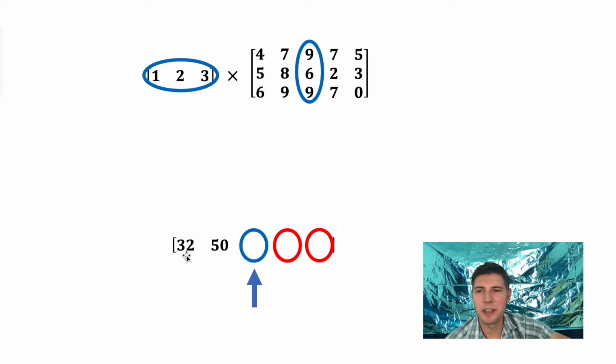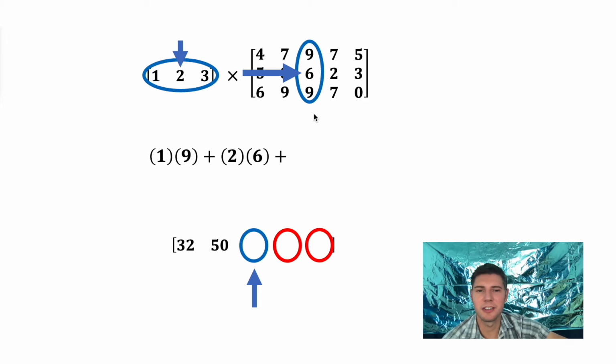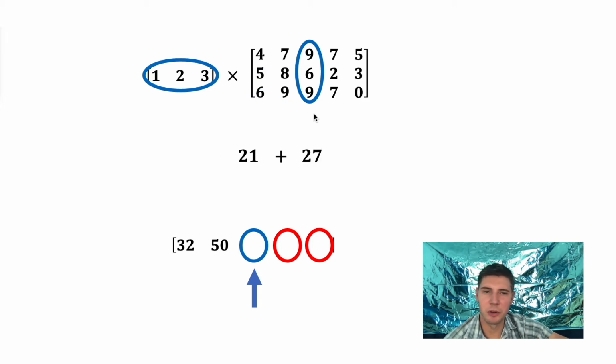Now for this one, same thing, but it's first row, third column. 1 times 9 plus 2 times 6 plus 3 times 9. And that gives us 9, 12, and 27. 9 plus 12 is 21. 21 plus 27 is 48, and we put 48 right there.